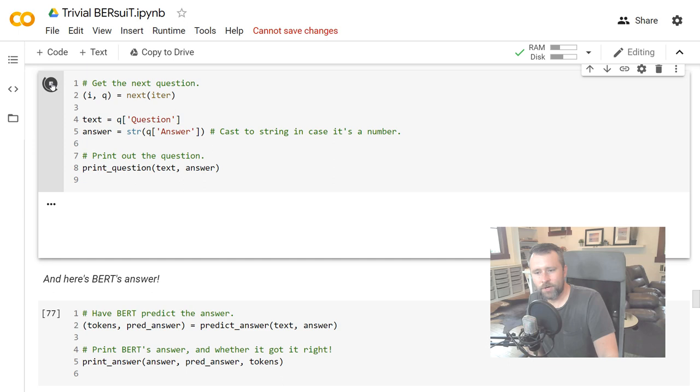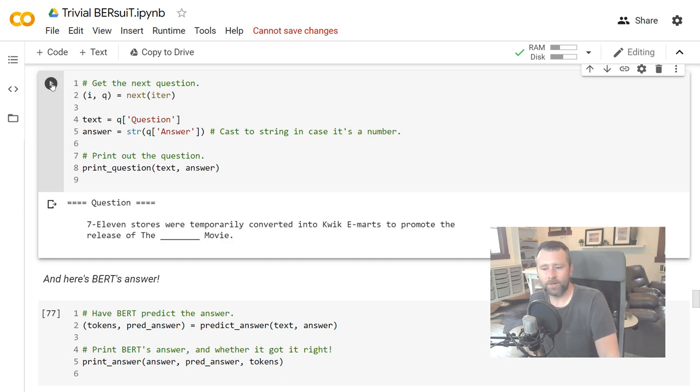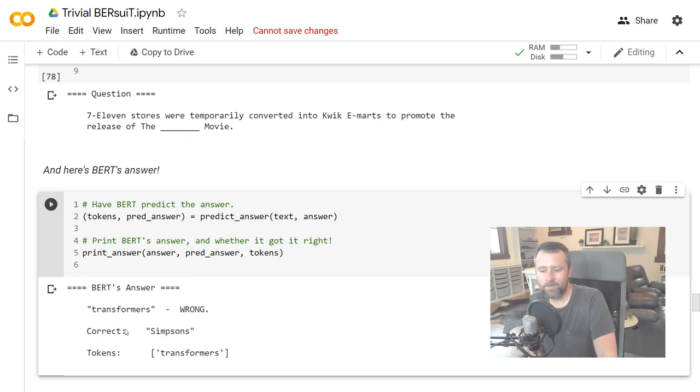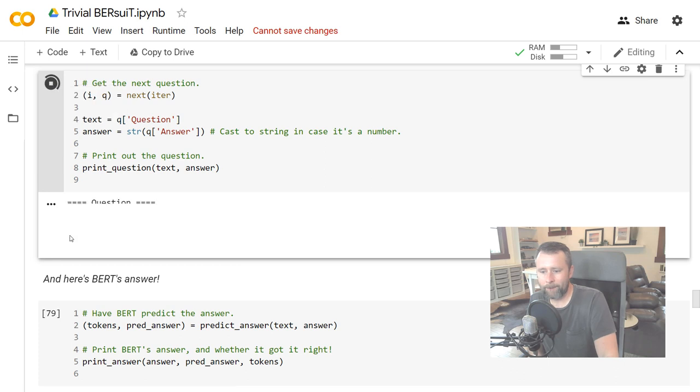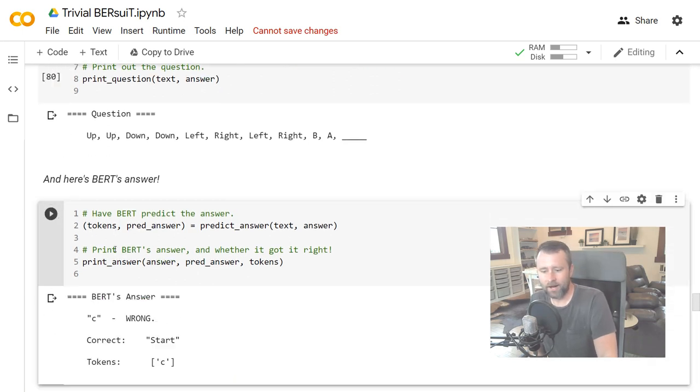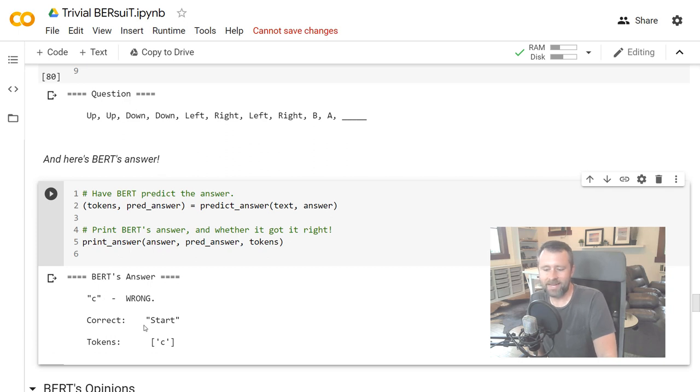In general, I tried a number of popular culture quiz questions and it didn't seem to do as well. So here's another one. 7-Eleven stores were temporarily converted into Quickie Marts to promote the release of the blank movie. So where are Quickie Marts from? They're from The Simpsons. Transformers movie? No. All right, what else we got? Ah, yes. Up, up, down, down, left, right, B, A. You need one more key press to unlock the Konami code. C? No, you need to press start.